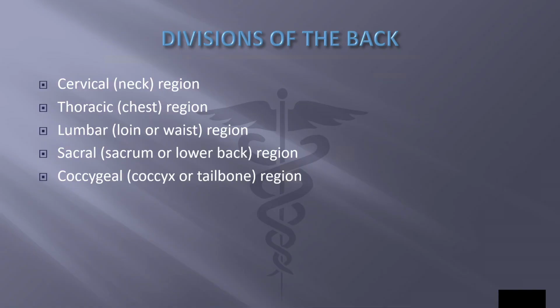Then moving down to the second section, we have T1 through T12. So this is 12 bones. And this is the thoracic or chest region. Then the third division of the back is L1 through L5. So that's 5 bones. And this is the lumbar or loin or waist region.